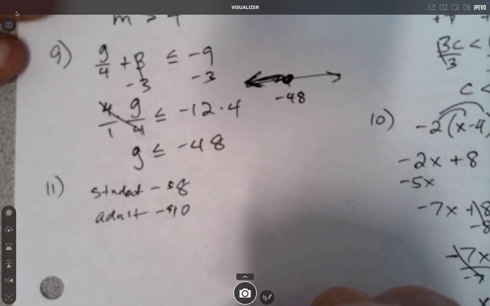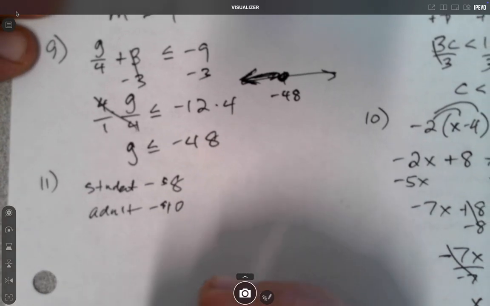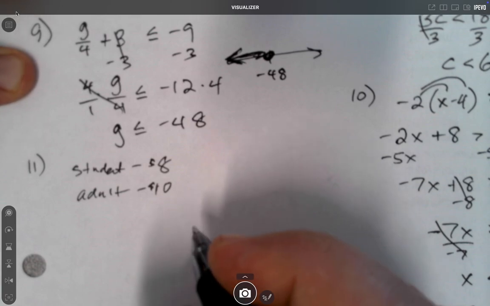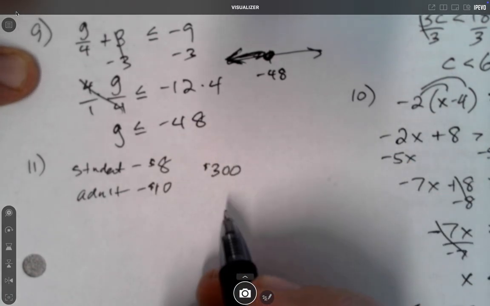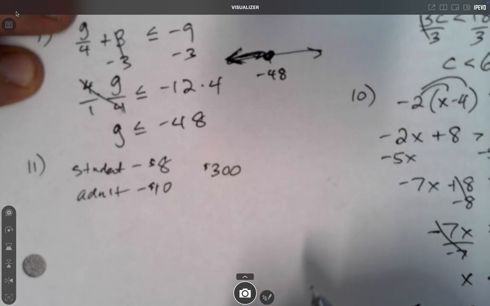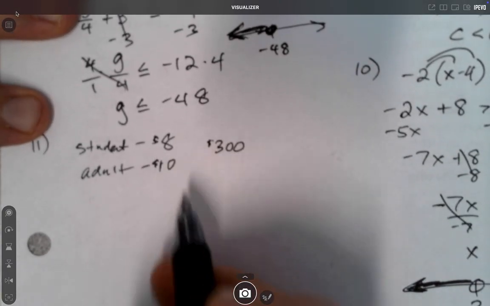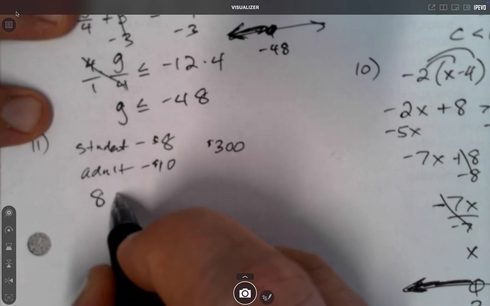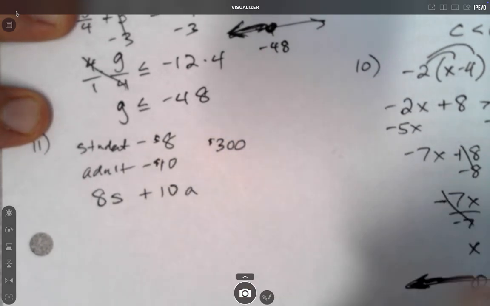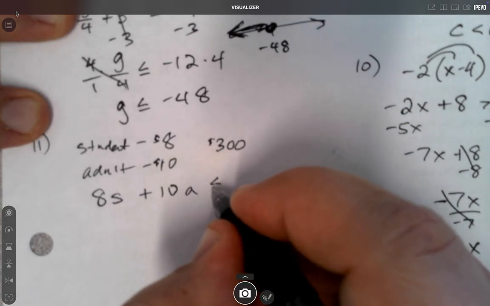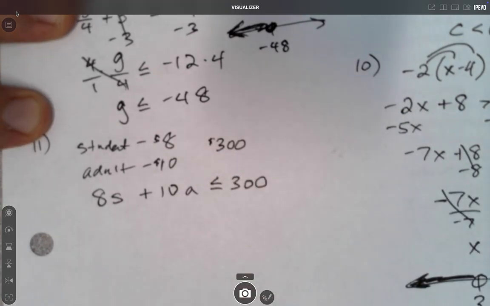First it says write an inequality for this situation. So we know their budget is $300. It's okay if they spend less than that. It's okay if they spend exactly that, but not more than that. They didn't tell us how many students or adults are going, so we'll just say 8 times the number of students plus 10 times the number of adults has to be less than or equal to 300.